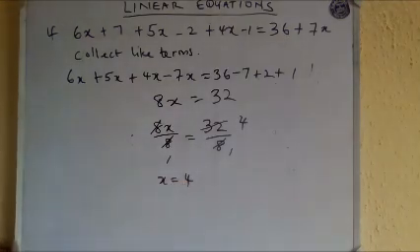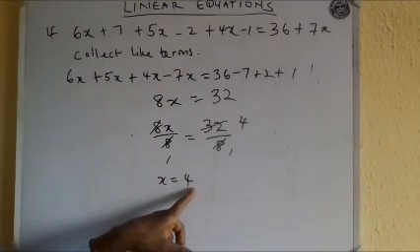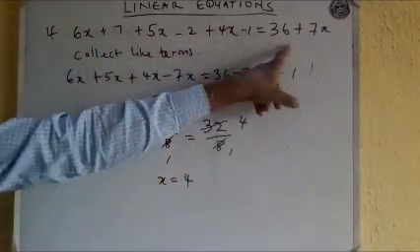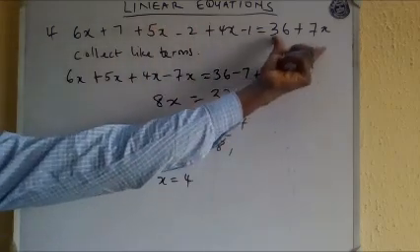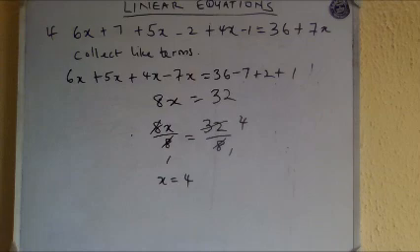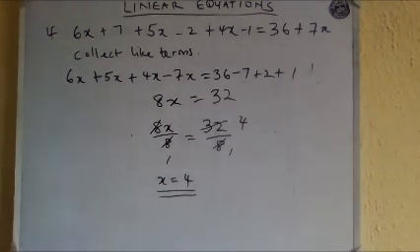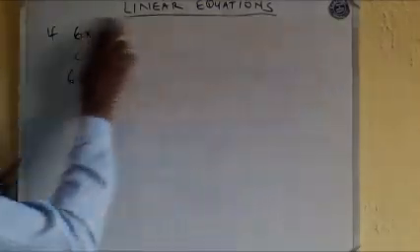We can check this. x is equal to 4. If you put the value of 4 in place of x in this equation, it becomes true. It means that whatever I have on this side is equal to whatever I have on this side. All right, you can try that on your own. So we can go to the next example.